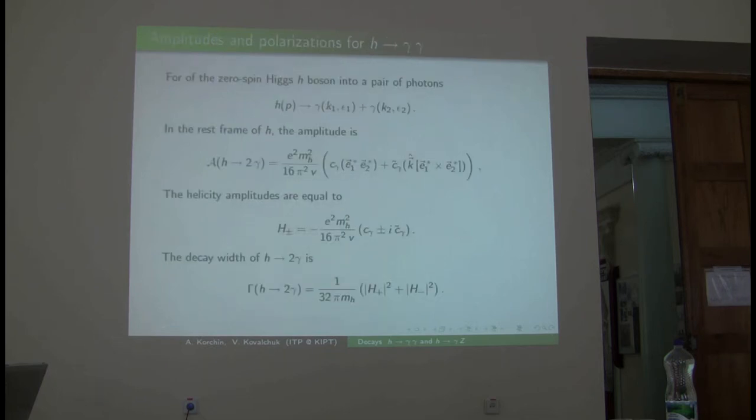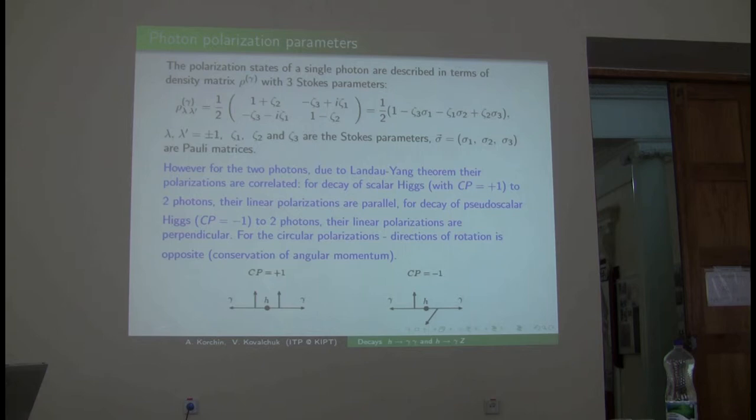Now, let me come directly to a process which I will discuss now. So, Higgs decay to two photons. The amplitude using these coefficients can be written, for example, in this form in terms of polarization vectors of the first photon and the second photon. We can construct the amplitude and the decay rate. So as long as we know these couplings, we can calculate the decay rate. But this is not the only information which we would like to have. This is the simplest, just the decay rate.